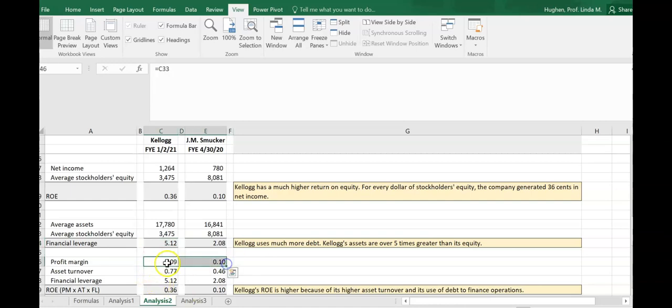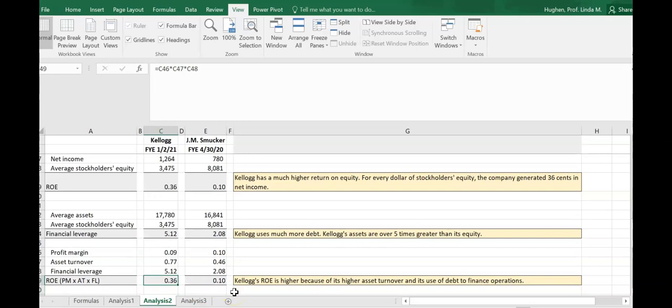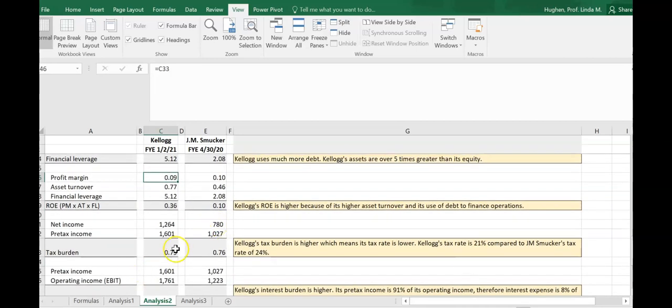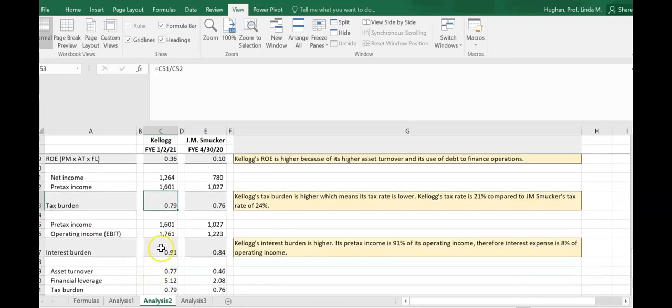So we see that the profit margin of Kellogg is lower, but its asset turnover and its financial leverage are both significantly higher, which helps the company earn a much higher ROE. But now let's take a look at profit margin in closer detail. Remember, the lower the income tax rate, the higher the tax burden, so the better it is for ROE. We see that Kellogg has a lower tax expense, so 1 minus the tax rate is higher, and that's going to help its ROE.